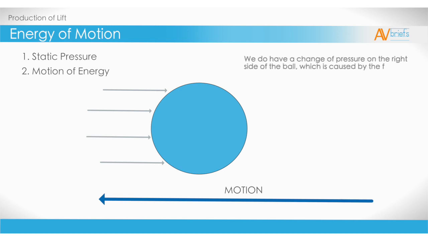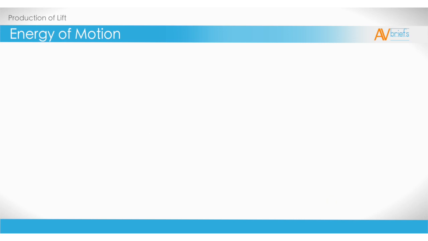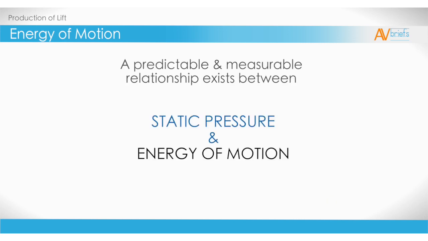We have a change of pressure on the right side of the ball, which is caused by the force of the opposing air. Like putting your hand out of the window in a car. A very predictable and measurable relationship exists between static pressure and the energy of motion we just mentioned. This relationship can be used to our advantage as pilots.